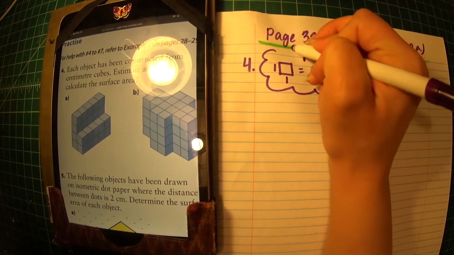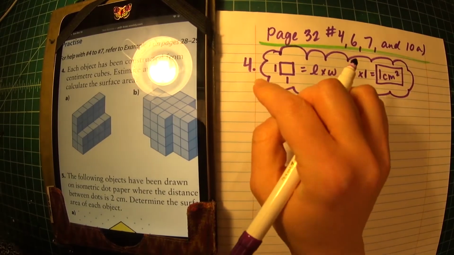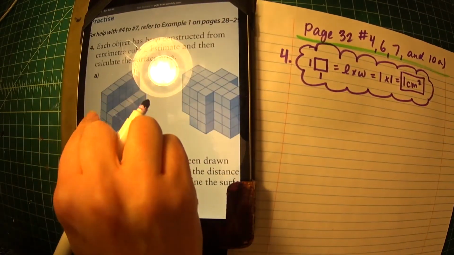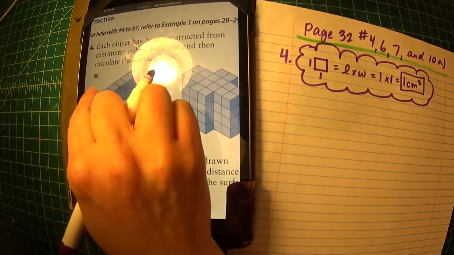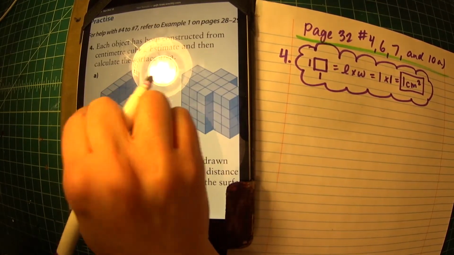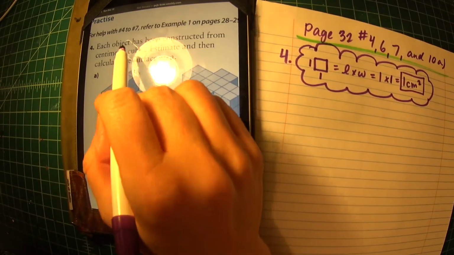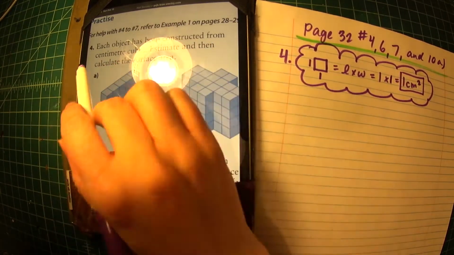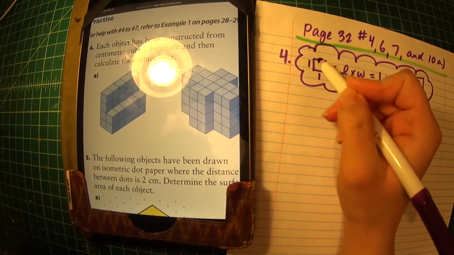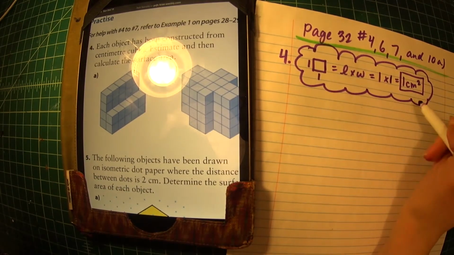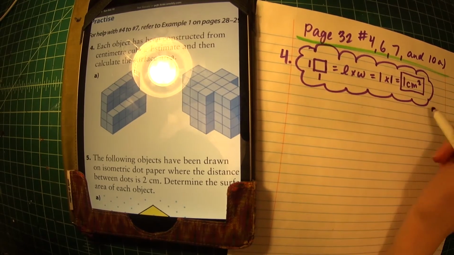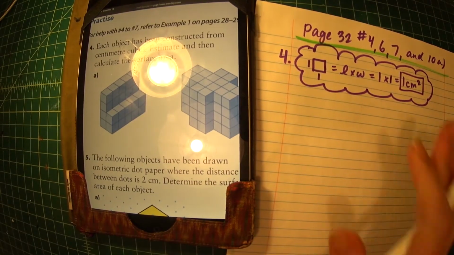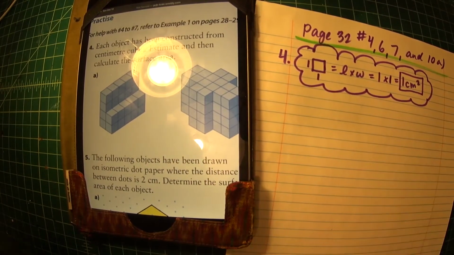The reason that I say this is important is because not always will the units in the image that you're given be a single centimeter by a single centimeter. Sometimes it might say that it's constructed from 2 centimeter cubes or 3 centimeter cubes, meaning it's 2 by 2 or 3 by 3. So that's always a good starting point, is just to have this at the top of the question so that you can refer back to it when need be.